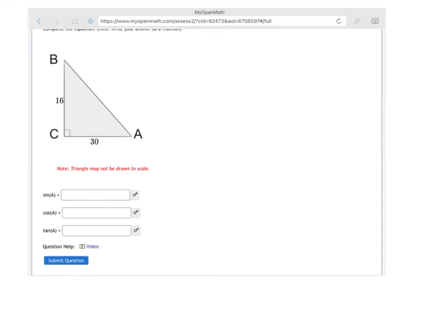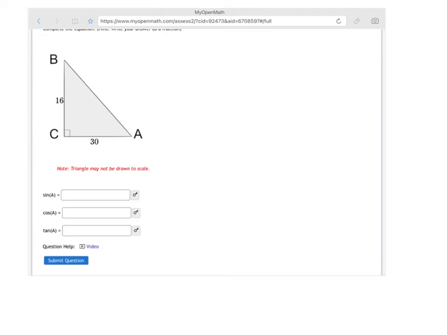Okay, we're going to take a look now at homework number 1 for chapter 4. In this question, the first thing we have to do is find the hypotenuse. Since it's a right triangle, I can use the Pythagorean theorem to do that. So I'm going to do 16 squared plus 30 squared is equal to x squared. I'll just call the hypotenuse x.